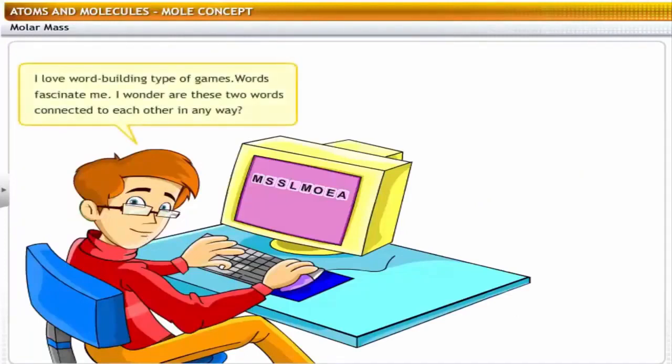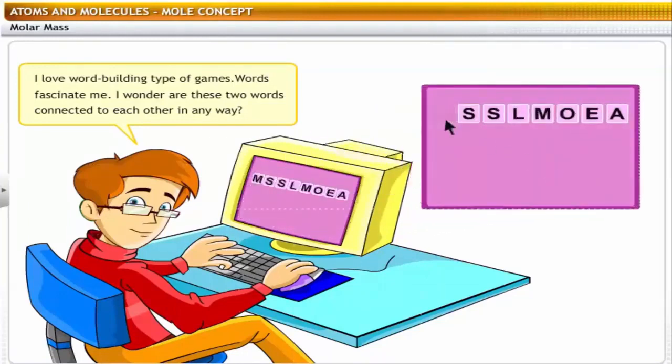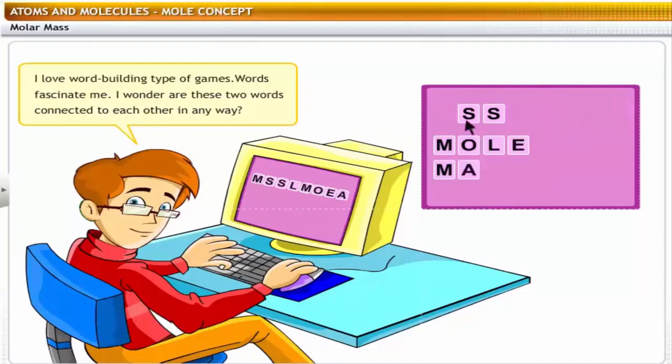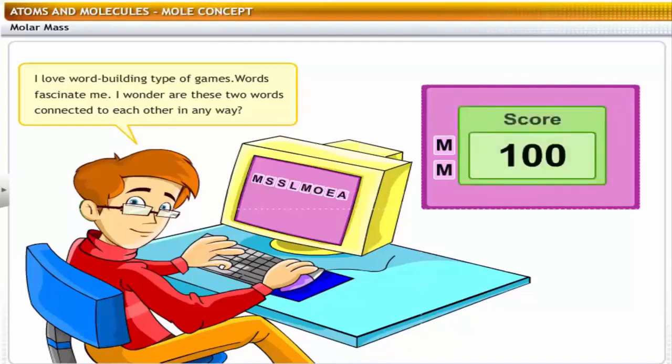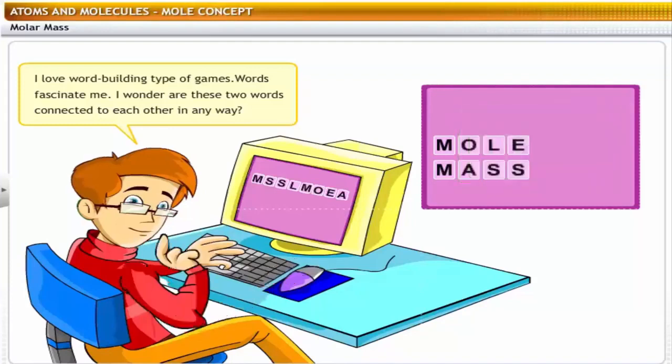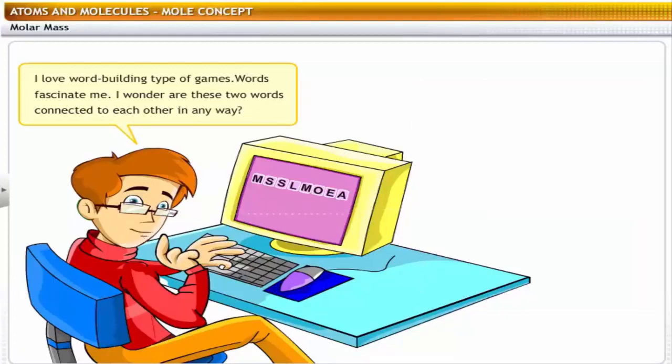I love word-building type of games. Words fascinate me. I wonder, are these two words connected to each other in any way?